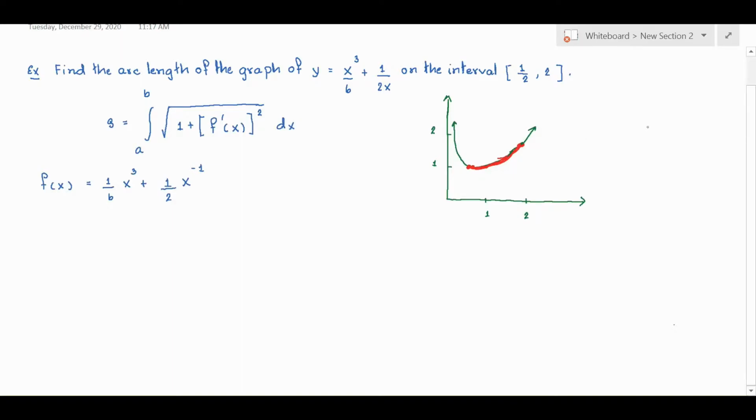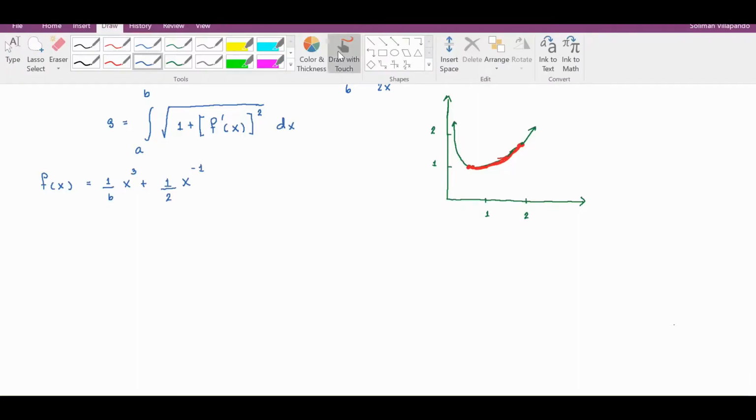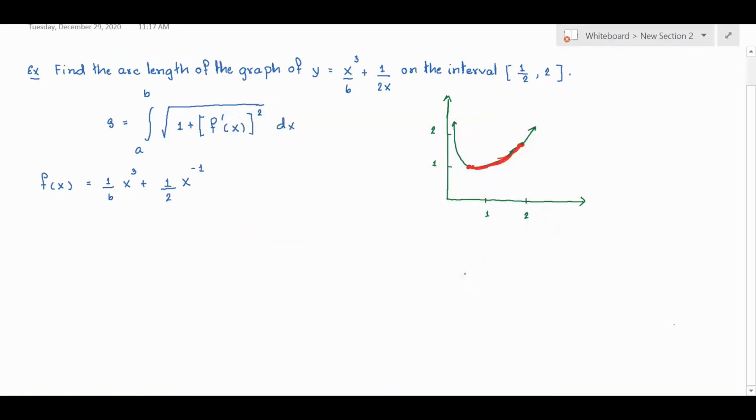If you graph the function, you will have a function as represented to the right. Because they want to find the arc length between 1/2 and 2, it's going to be the distance here, as you see in the red ink from 1/2 to 2. This is the arc length that we're looking for. Now before I substitute in the formula, I need to find the derivative of the function.